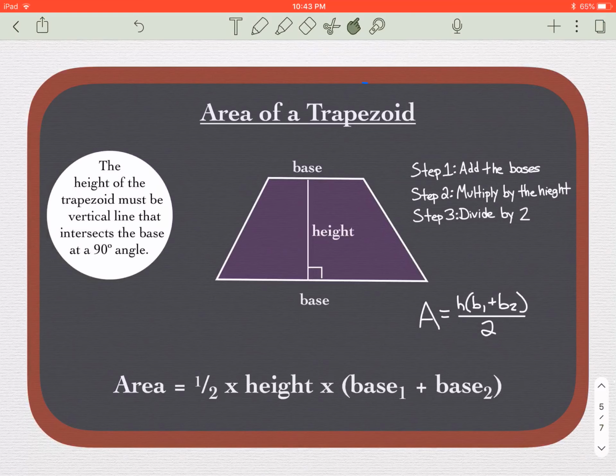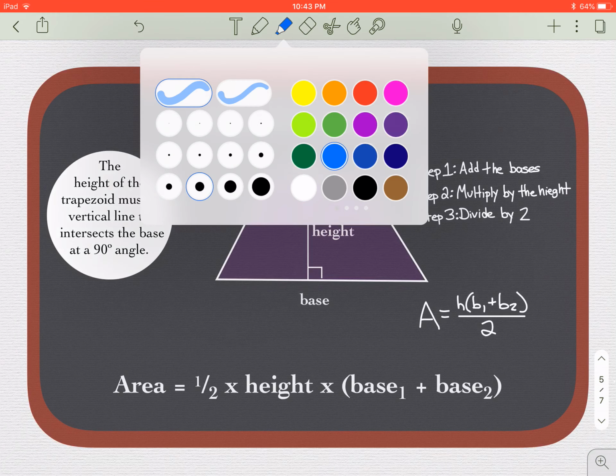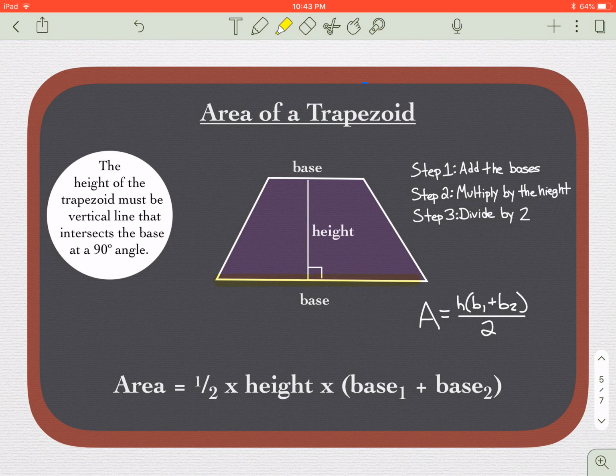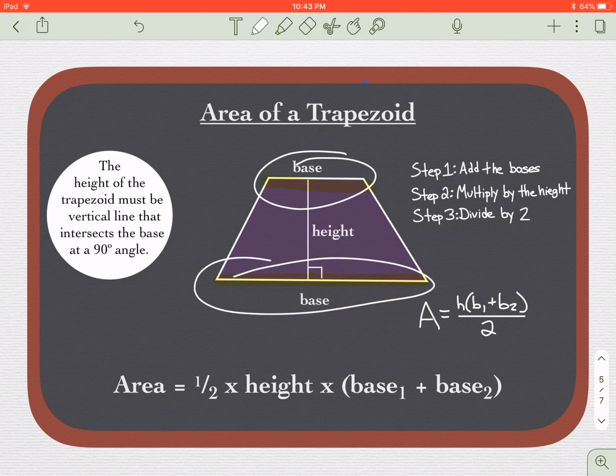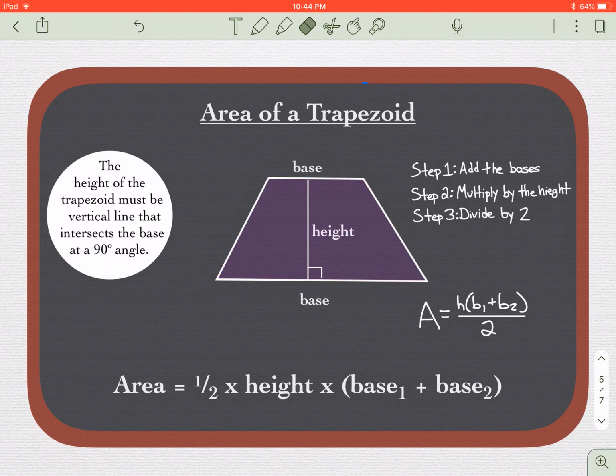A trapezoid is a quadrilateral, which means it is a four-sided shape where it has exactly one set of parallel lines. So if you look at this line right here, which hopefully you can see in yellow, and that line right there, those are parallel lines because they will never touch. Rectangles and squares have two sets of parallel lines, where a trapezoid only has one set of parallel lines.